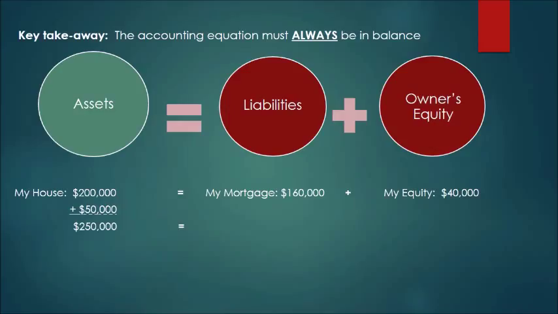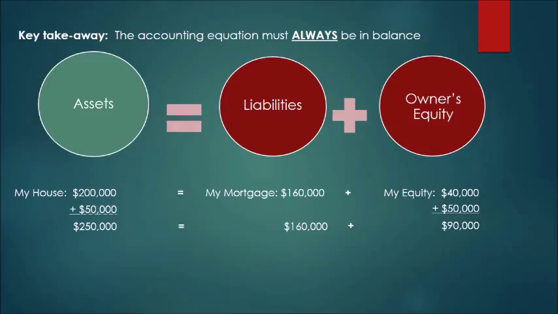Now, paying my mortgage has no impact on the value of the house. That's market-based. So that would stay the same. But that would affect my equity. You noticed I added $50,000 to the asset side of the equation, which would require me to add $50,000 to the liabilities and owner's equity side of the equation. So I add $50,000 to my equity, bringing my total equity to $90,000. $90,000 plus $160,000 equals $250,000. The account's in balance.